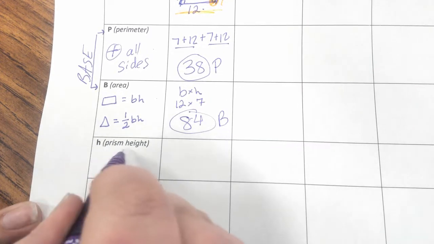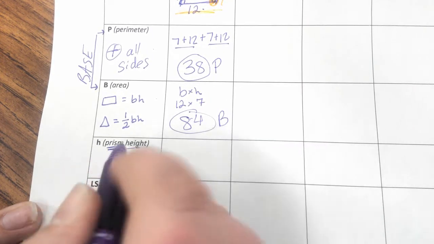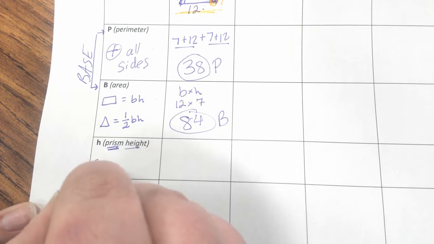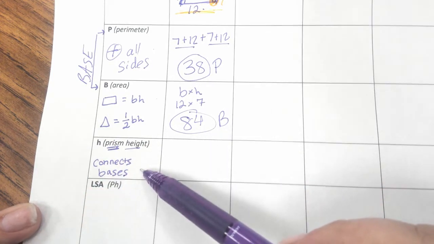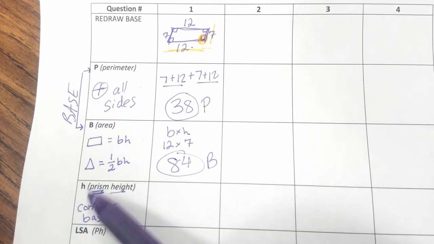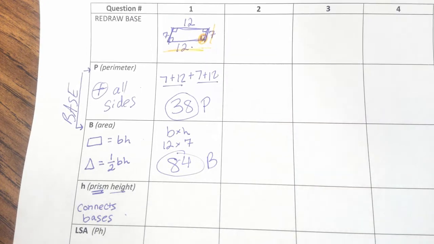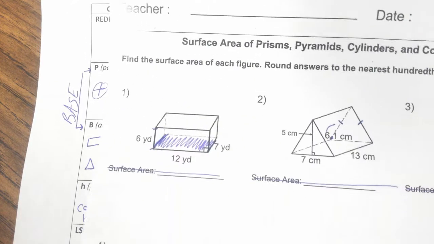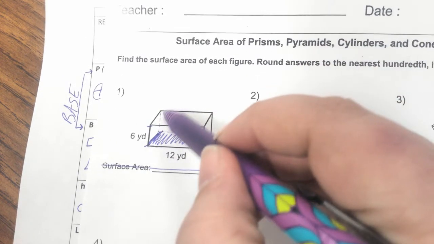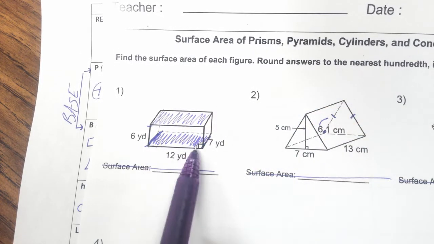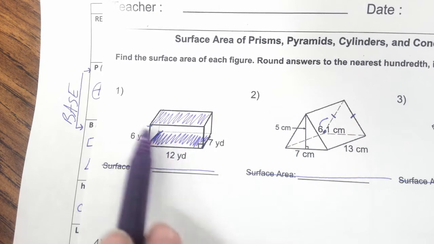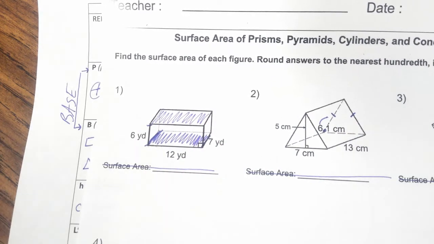Little h stands for the height of the prism. This is what connects the two bases together. So I'm not going to find the value of little h by looking at just the base. We have to look at the actual 3D prism to see how far apart the two bases are.